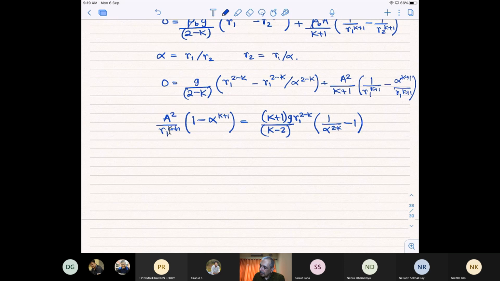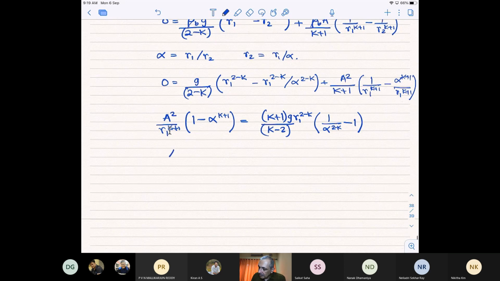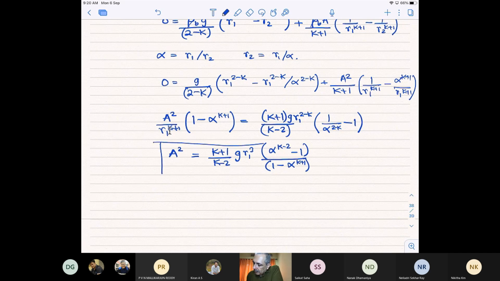And so finally, if I take R1 raised to the power of K plus 1 on the other side, I'll get some simplification. So A squared is then equal to K plus 1 divided by K minus 2 into G R1 cubed, and then this one I can write as alpha raised to the power of K minus 2, minus 1, divided by 1 minus alpha raised to the power of K plus 1. So this is what you have.